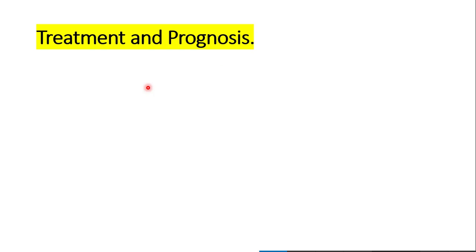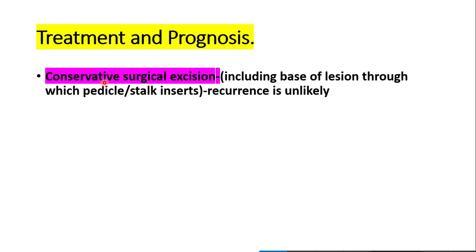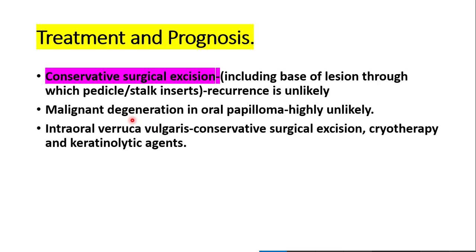Finally, the last thing is the treatment and prognosis. The mainstay of the treatment is conservative surgical excision, including the base. Okay, not through the peduncle, you do it through the base, and if done properly, recurrence is highly unlikely. I also mentioned to you about Verruca vulgaris. The same approach is applied here. Apart from that, you can also go for cryotherapy and the use of keratolytic agents.